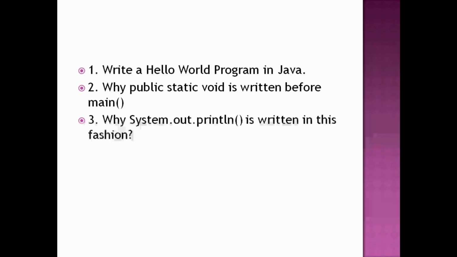For example, if you learn the C language, there we directly write the printf function, and in C++ the cout function, right? But in Java we write system.out.println. So why is this particular syntax there, and what do you mean by each and every word, like what do you mean by system, what do you mean by out, and what do you mean by println?